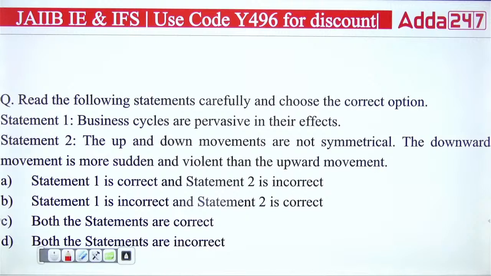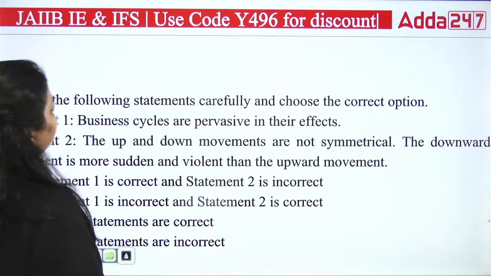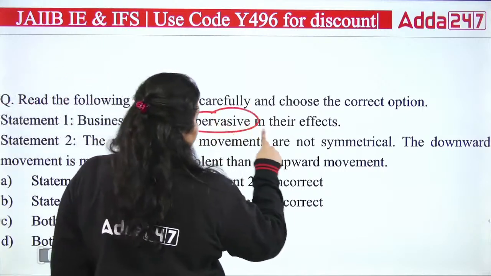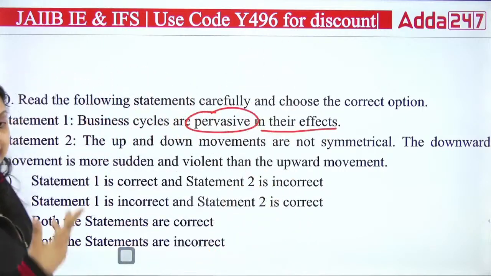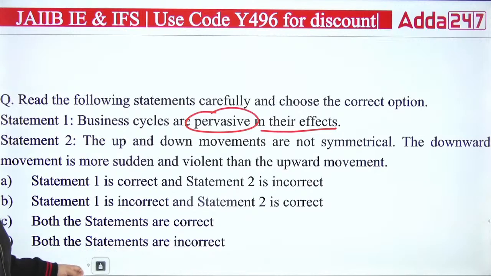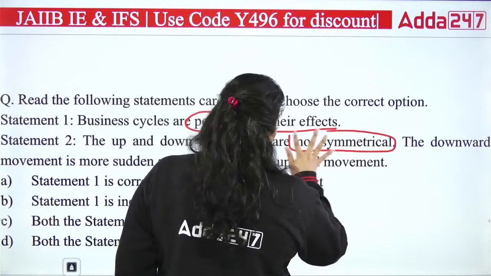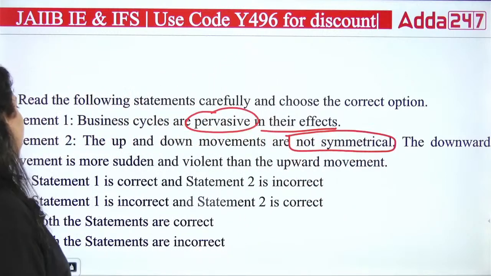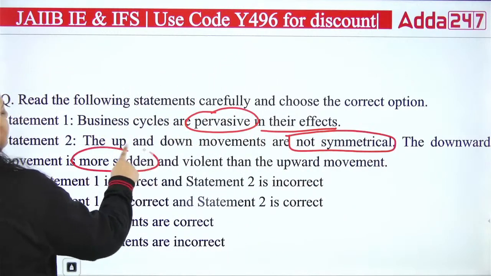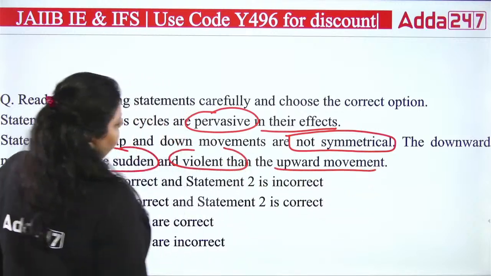Okay. Now, read the following statement carefully and choose the correct option. First is, business cycles are pervasive in their effect. Pervasive means very big in the effect. Their effects are very big. Second, the up and down movements are not symmetrical here. The up and down movements are not symmetrical here. The downward movement is more sudden and violent than the upward movement.